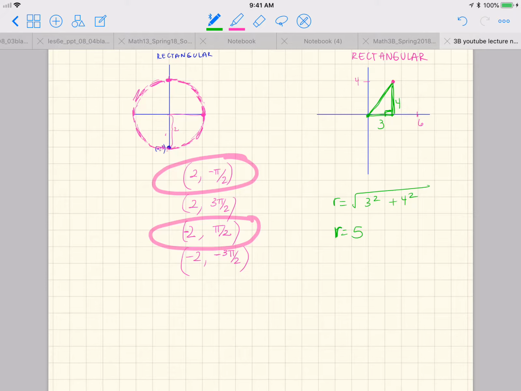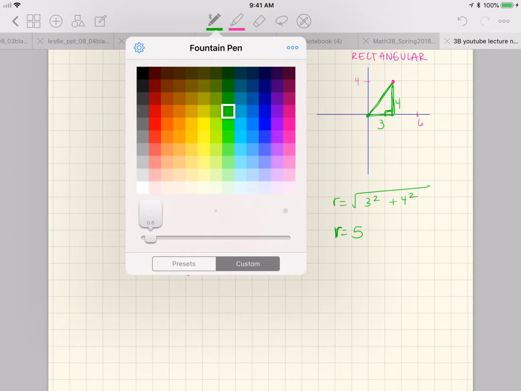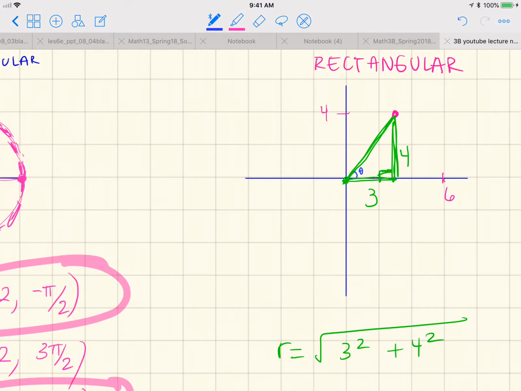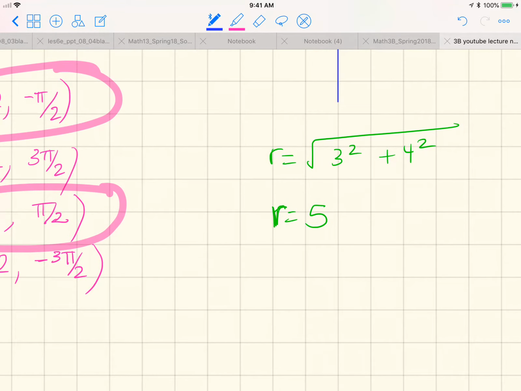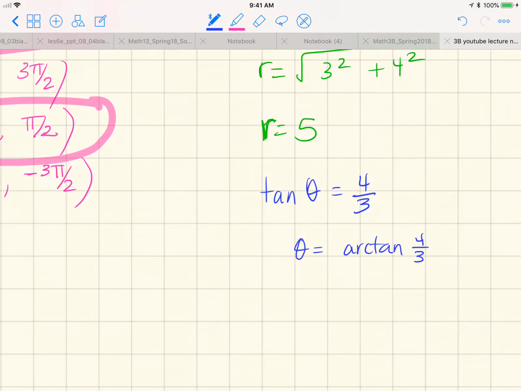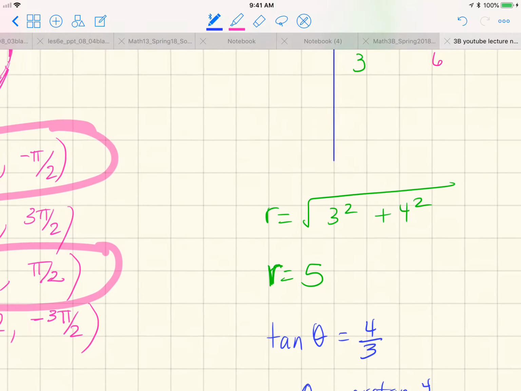And now, what is the value of theta? To get that, I need to know what this theta is. Tangent of theta is 4 over 3. So theta is arctan of 4/3. How about that? So my polar coordinates are going to be 5, comma, arctan of 4/3. So I can do that.